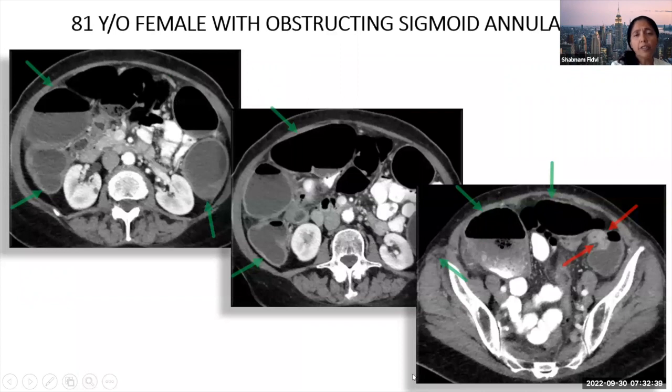This is an older patient, also with a malignant large bowel obstruction. The red arrows on the axial image show a relatively smaller sigmoid annular cancer, but this causes a significant degree of upstream colonic dilatation. You can see that the colon upstream of this lesion is fluid-filled and dilated, shown by the green arrows, and this is a malignant colonic obstruction due to a sigmoid annular cancer.